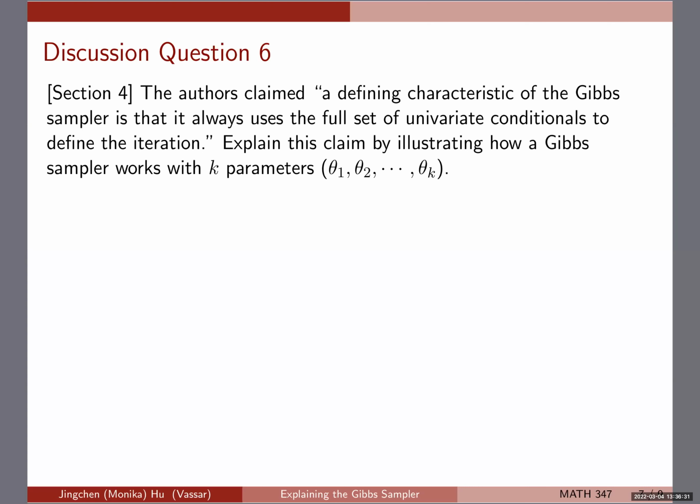All right, anyone wants to share, maybe at a very high level, what would you do when you have K parameters and you're trying to create a Gibbs sampler, assuming that all of the univariate full conditional posterior distributions are available? How would you do it with K parameters?